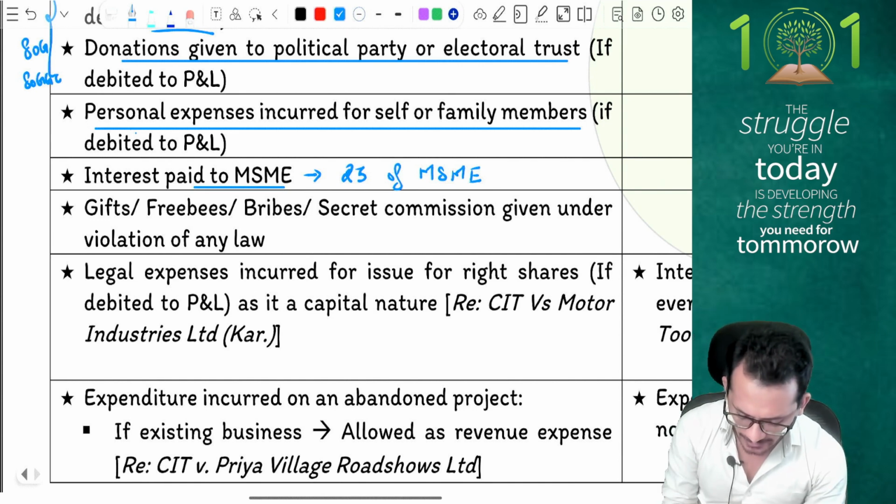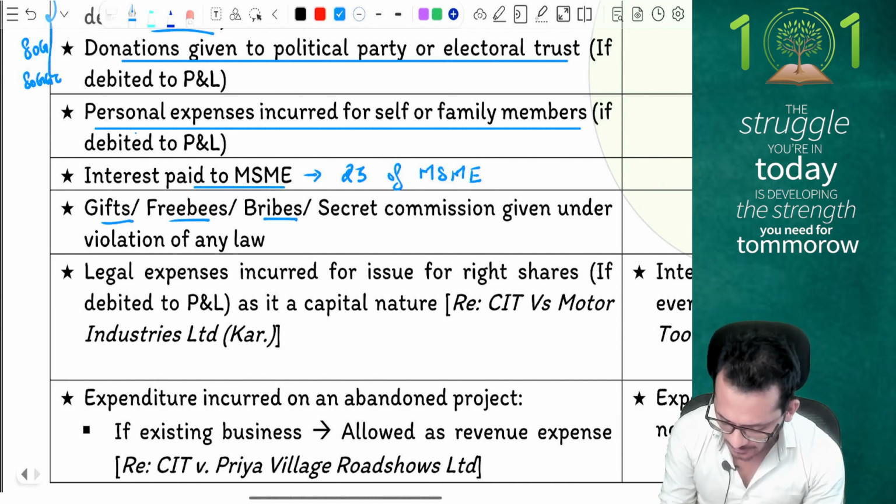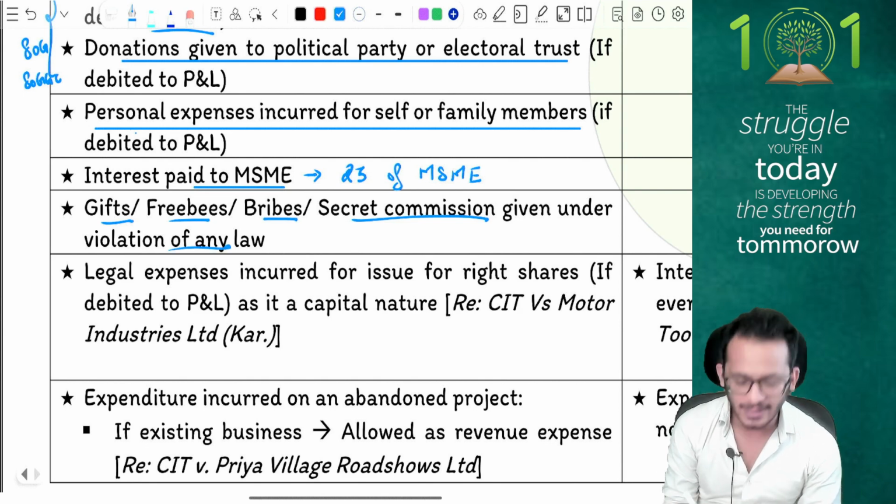What other items? You have any kind of gift, freebies, bribes, or any kind of secret commission which is given under violation of any law.